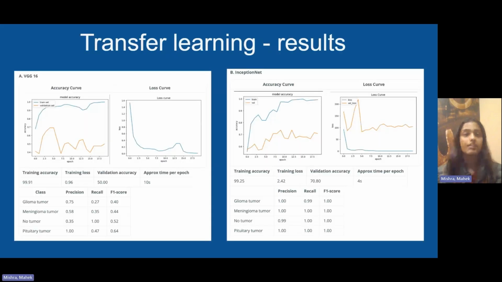Coming to our results, VGG16 showed a very high training accuracy of 99.91%, while its validation accuracy was only 50%. In InceptionNet, the training accuracy was 99.25%, but the validation accuracy was up at 70.8%. The approximate time per epoch was 10 seconds for VGG16, but it was only 4 seconds for InceptionNet.